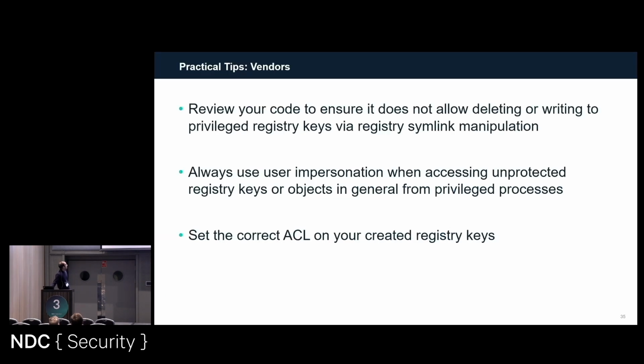Now, some practical tips if you are a software vendor and you are writing an application: first, you should review your code to ensure it does not allow deleting or writing to privileged registry keys via registry symlink manipulation. And the second thing is that you should always use user impersonation when accessing unprotected registry keys or objects in general from privileged processes. So if you are running as a system service, it's important to impersonate the currently logged in user, basically lower your privileges and perform the action as if the user had performed that on unprotected objects.